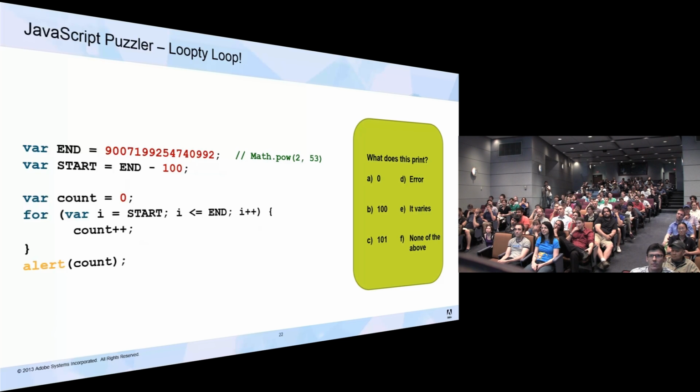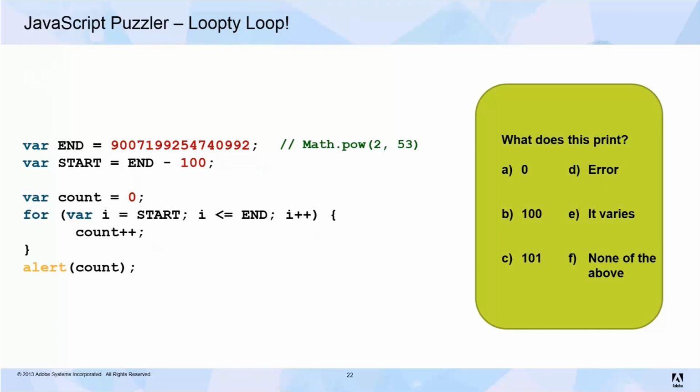So let me give my naive walkthrough. We have n, which equals 2 to the 53. Start is n minus 100. Then we have a variable count, which is initialized to 0. And we're going to iterate from i, which is start, to n, which should be 100 more. But we're going to do i less than or equals n, so we should iterate through this loop 101 times. So I think count is going to increment 101 times, so we're going to alert C, 101. Let's see if I'm right.